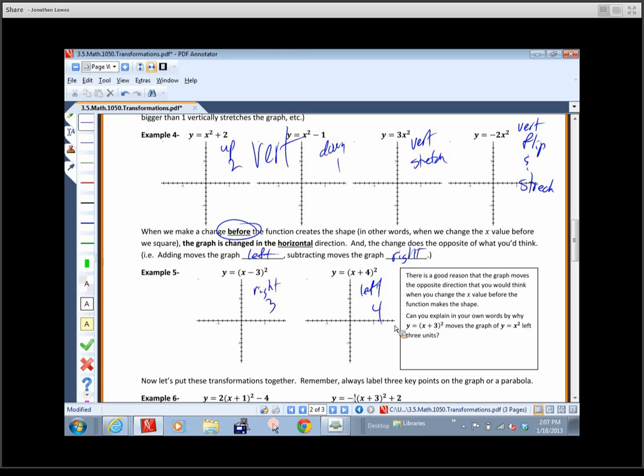Nothing else? Think a little bit more in depth than what we did before. And again, this is where you explained why this does the opposite of what you'd think, what Justin said and what Zach said. Okay?